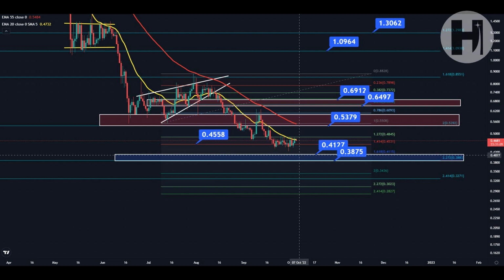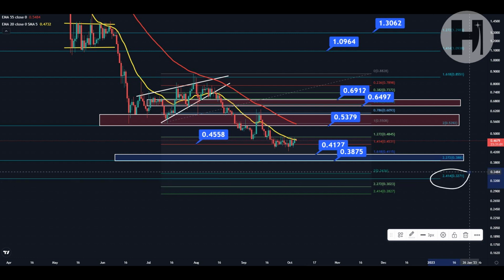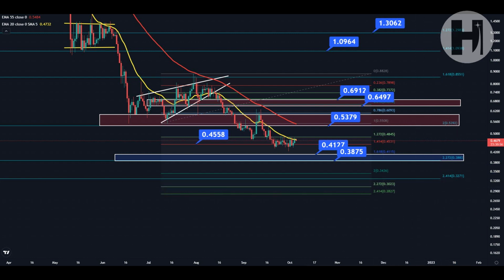Of course, if Bitcoin decides to go to $14,000, no one knows where the exact bottom is going to be, but you do have the 2.414 here, which is another Fibonacci level on the larger fib, and you can see that that is currently sitting at 33 cents. So that is one of the potential bottoms that you have.